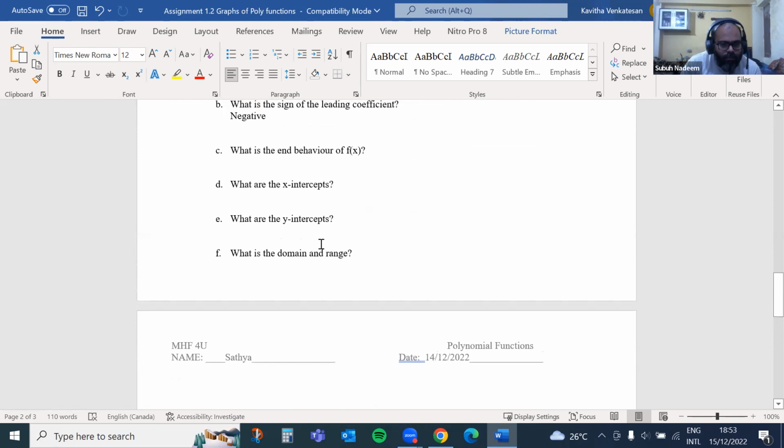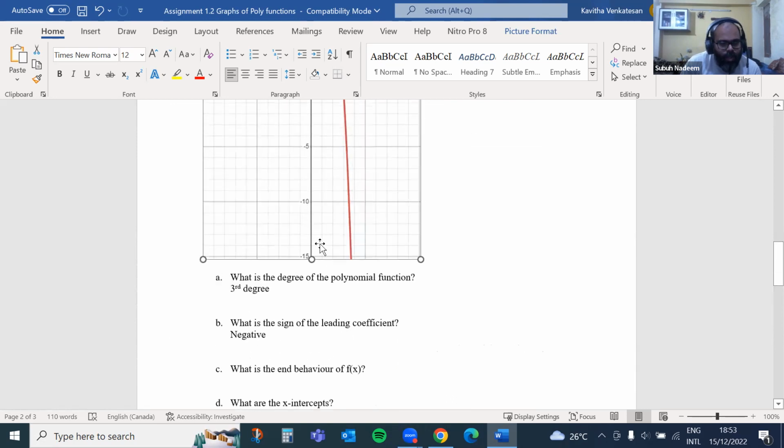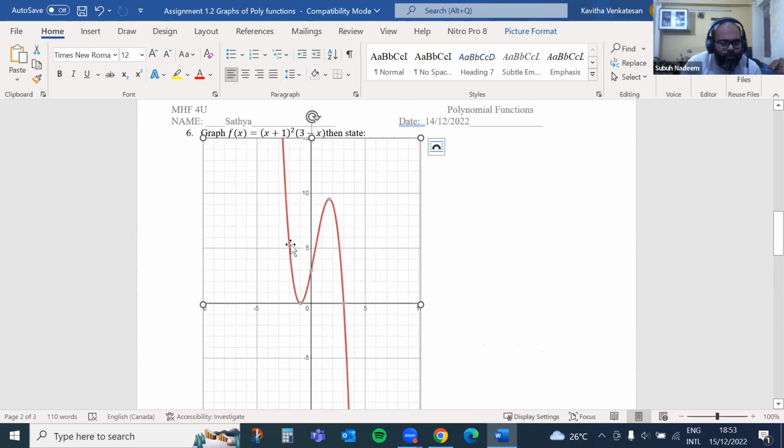And the domain and range for this is R again, the domain. And the range, what will it be? It will be R, because it has no lowermost point or uppermost point. It is from minus infinity to plus infinity. Okay, so both are R. Yeah. Yeah, that's it. So I think that's the assignment. That's it.